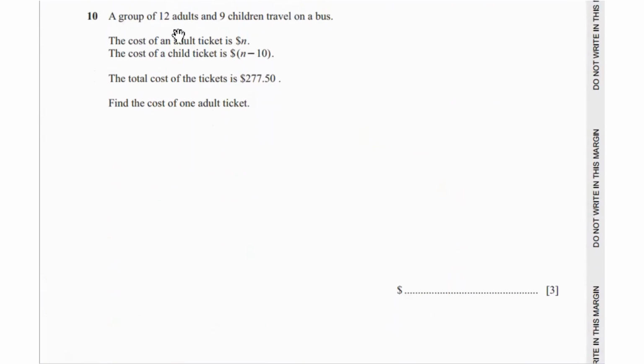Next question says, a group of 12 adults and 9 children travel on a bus. The cost of an adult ticket is $N. The cost of a child ticket is N minus $10. The total cost of the tickets is $277.50. Find the cost of one adult ticket. So if the total cost of tickets is this, 12 times N is the cost of adult tickets in total, plus 9 times (N minus 10). This is the cost of children tickets in total. So both of them added up give us 277.50, which is the total cost of tickets.